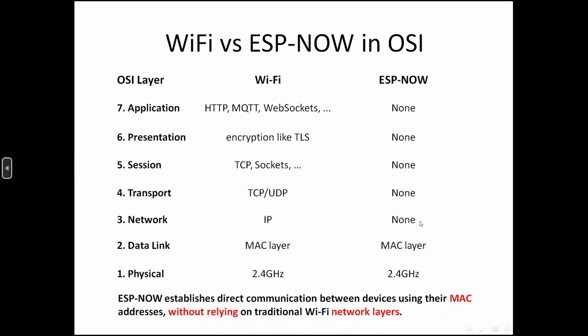All other layers of communication, from 3 to 7, are not used, and it goes from MAC address to MAC address. So to summarize, ESP-NOW establishes direct communication between devices using their MAC addresses without relying on traditional Wi-Fi network layers. But the first two layers rely on the Wi-Fi basis.